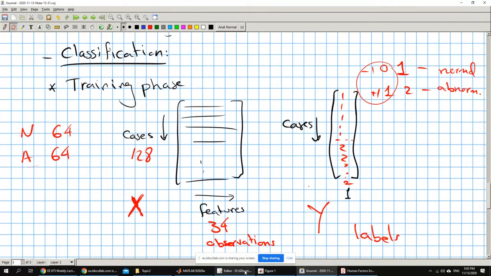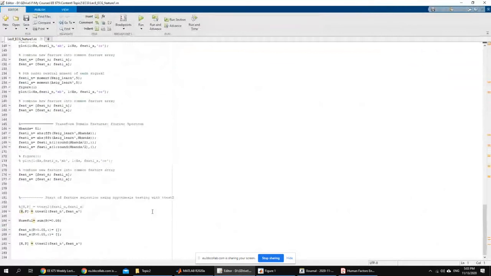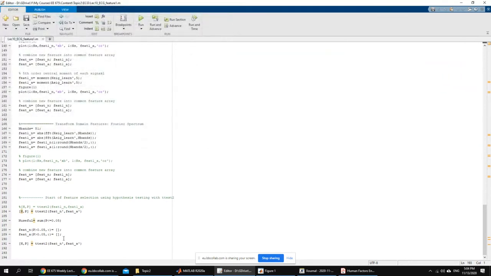What we need to have now is, I need to take feet A and feet N and put them in one vector of dimension 128 by 34. So first of all, I have to transpose each one of them and then concatenate them using semicolon. Let's try that. Now maybe I can just save that. This was the lecture 8 code. I'm just going to call it lecture 10, okay? And let's still call it feature 1.